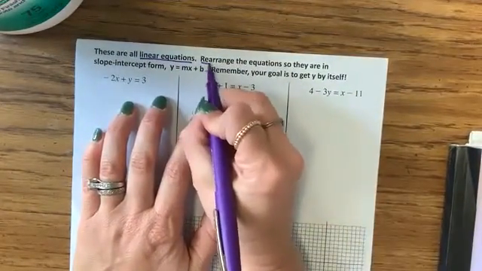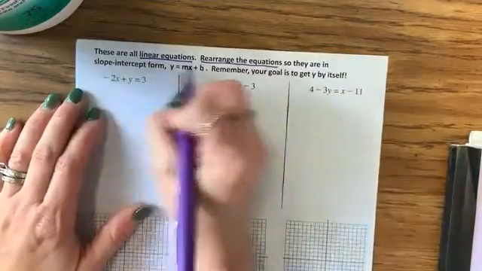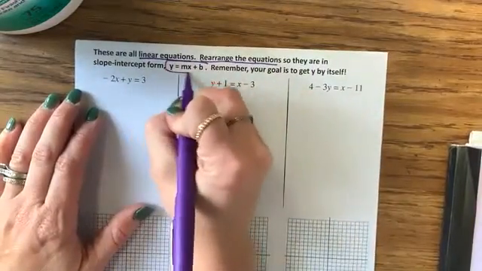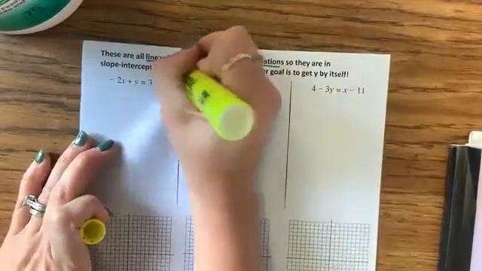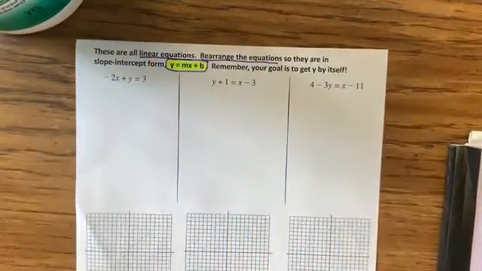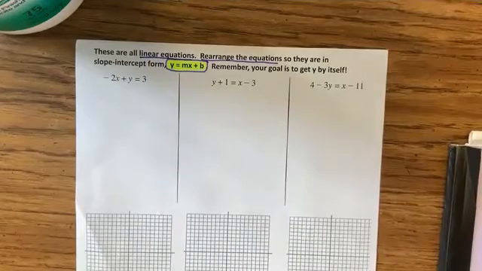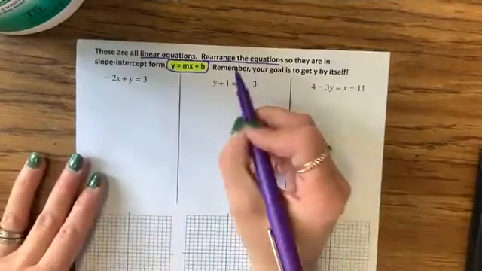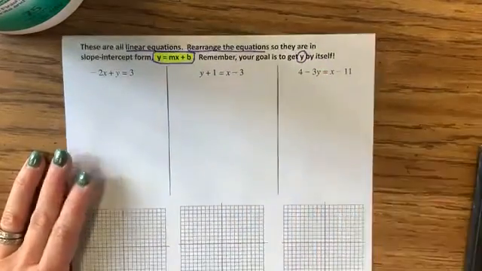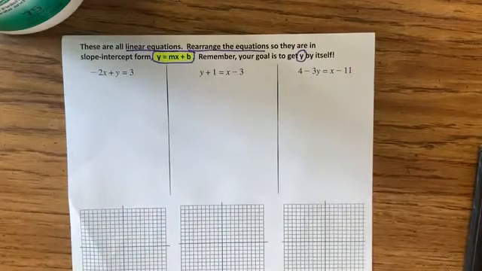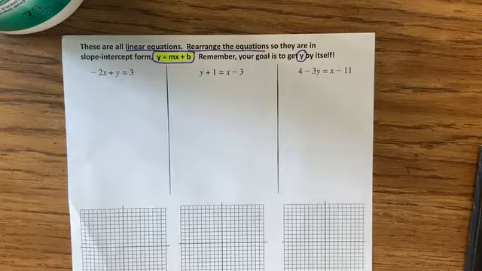You have to rearrange the equations so that they are in slope-intercept form, which is y equals mx plus b. We need to put them in slope-intercept form so that we can graph it. If it's not in slope-intercept form, we can't graph it. I put a little hint here. Your goal is to get y by itself because we want it to be y equals, and then the rate of change term, and then the y-intercept.